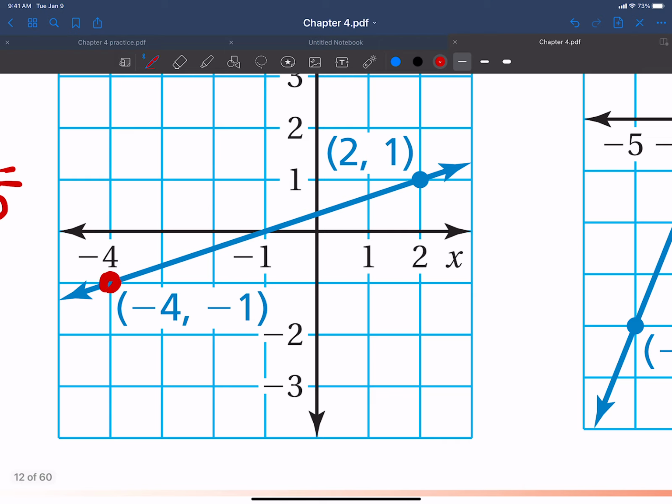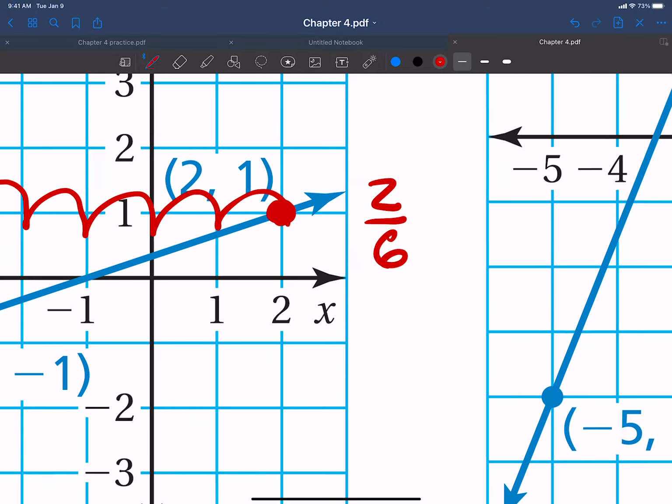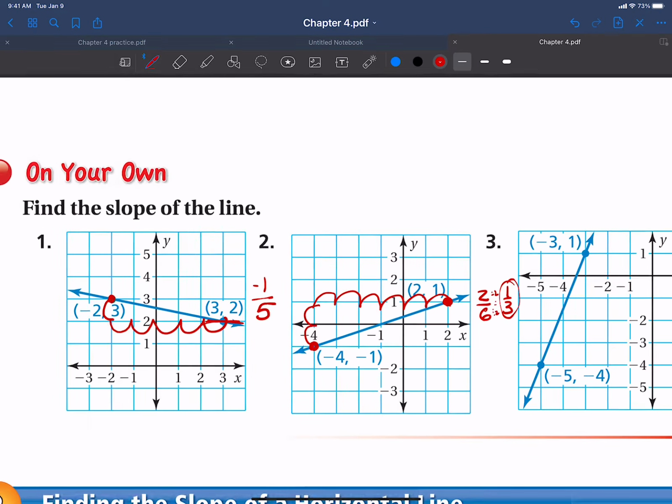Remember, rise over run. How many do I need to go up to get to this level? 2. So up 2. How many do I run? 6. 2, 6. Now I can reduce that. Take out a 2, take out a 2. That would give me 1/3. So my slope on this line is 1/3.